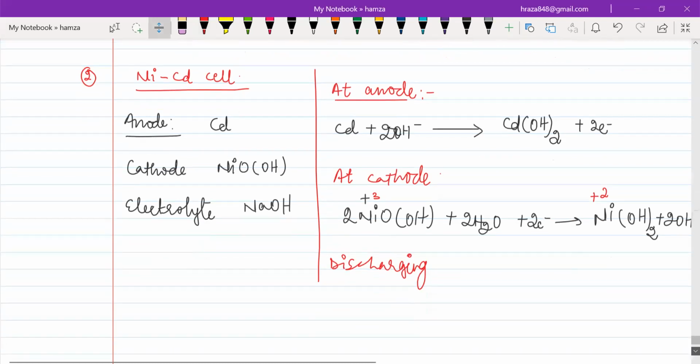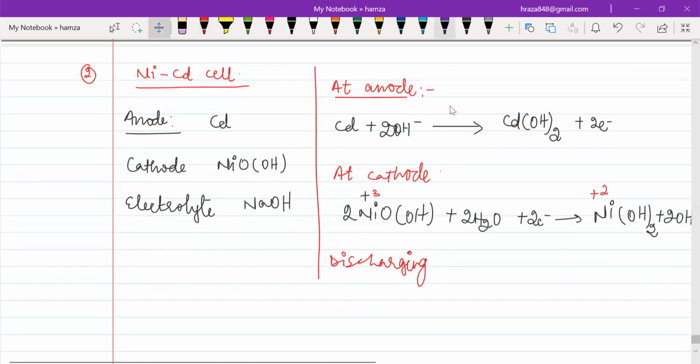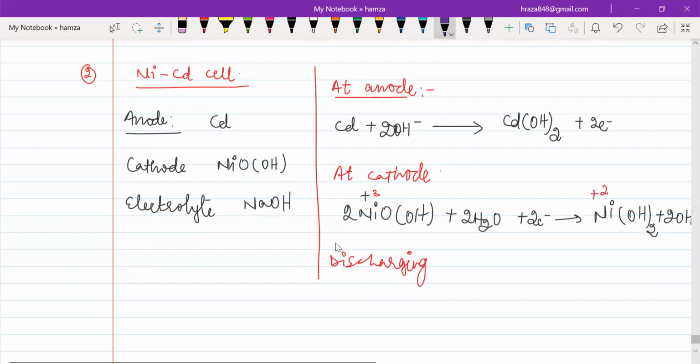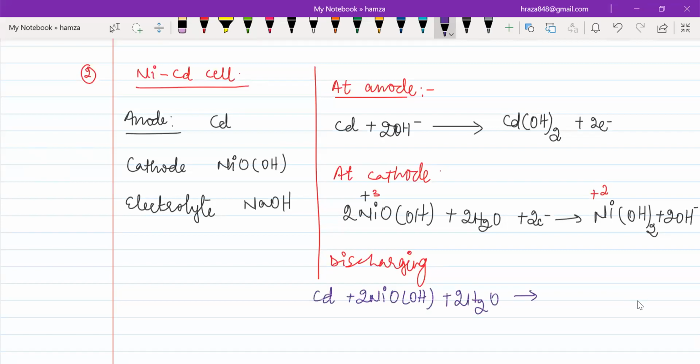I'm going to write. So for reaction discharging, it will be cadmium plus 2 NiOH combined to give cadmium hydroxide plus 2 Ni(OH)2. So this will be the equation for discharge. And you can easily write equation for charge. If you are going to reverse this equation, you will get the equation for charge. Please write.